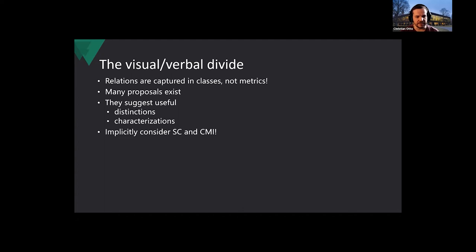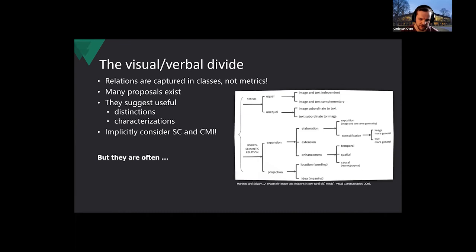Or most of them, I guess. And as I found out, they suggest, as you can imagine, useful distinctions between different ways how image and text can convey information and characterizations. And it was pretty clear that they implicitly considered these two metrics I just introduced to you, but not in a way that I liked so much. There were some drawbacks to these existing works. Most importantly, most of them were neglecting this negative way that the semantic correlation can happen.